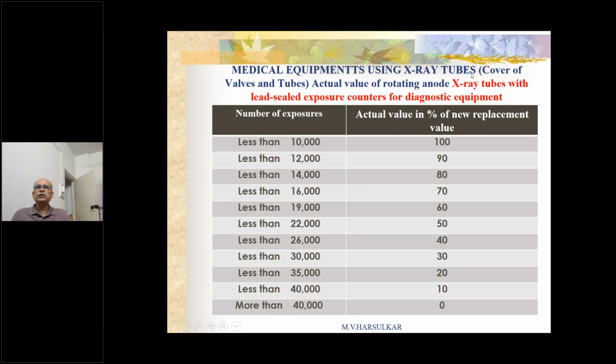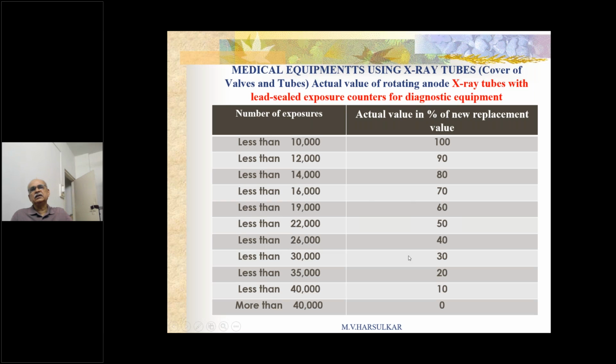Then medical equipment using X-ray tubes. This is rotating anode type X-ray tubes with lead sealed exposure counters. So there is the exposure counter. Those other equipment, there was no exposure counter. So here exposure based on 10,000 exposures, up to 10,000 it is full. More than 40,000 exposure, it is 0.